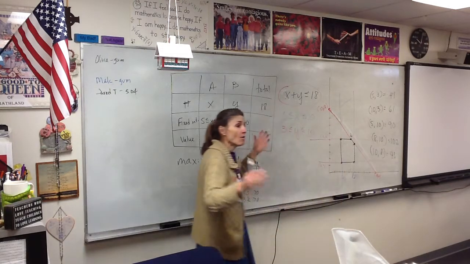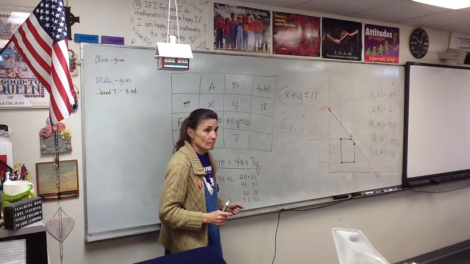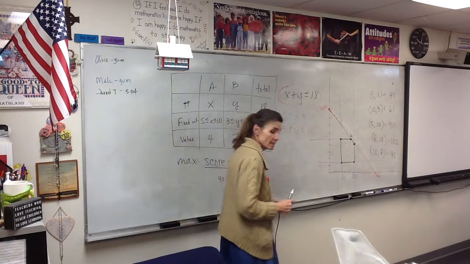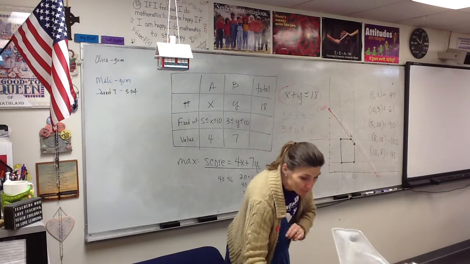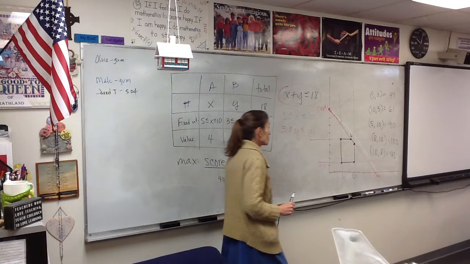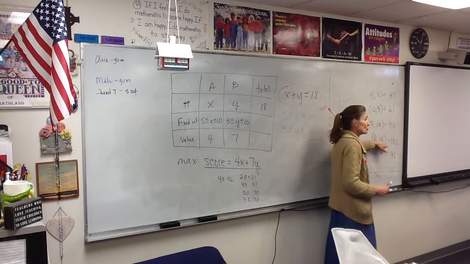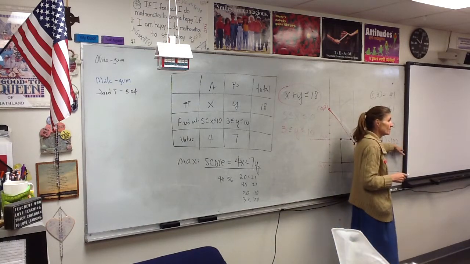So, after all that work, we're ready to answer the question. Let's read the question. How many of each type of question must you do, and what is your maximum score? So you will say you should do 8 A's and 10 B's, and your score will be 102.